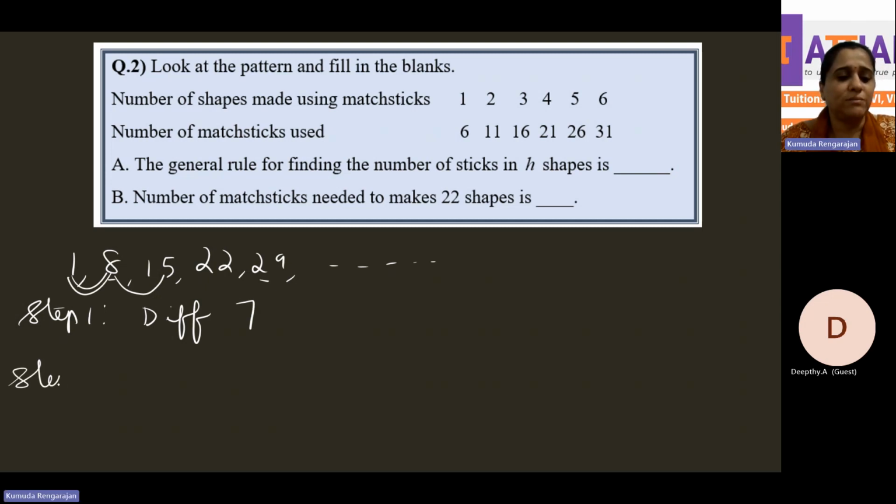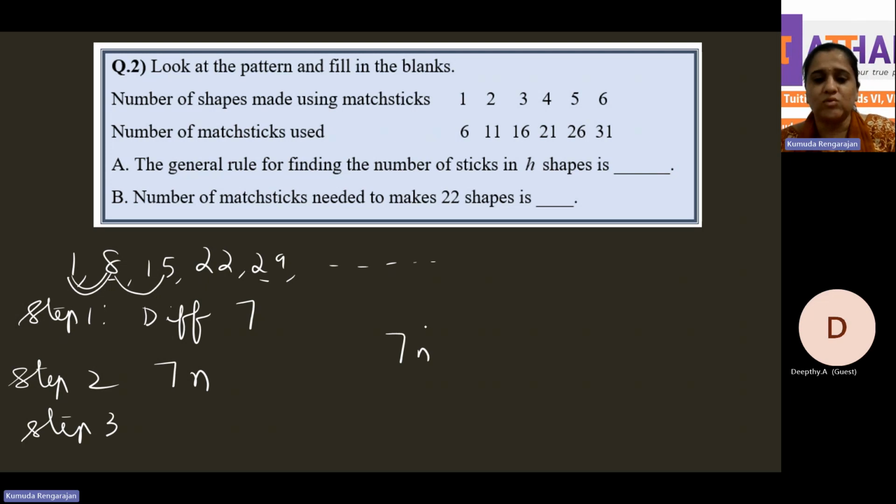What is the second step? Multiply this difference with any variable. So maybe 7n. That's the second step. Is it so difficult to do this? Then what's the next step? In place of n, use 1. What is 7 into 1 answer? 7. But what is the first term? 1. So how will 7 become 1? You should subtract 6. So 7n minus 6 is the rule.